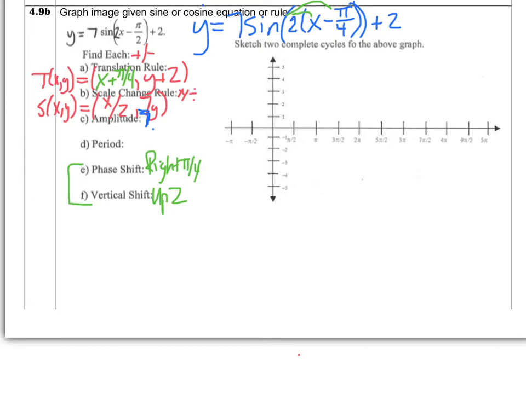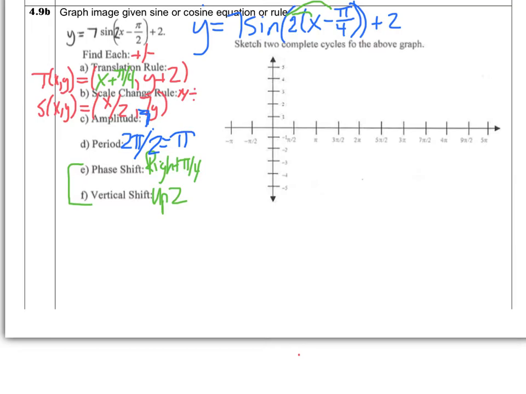Now the period we have to adjust. The period of a sine function is typically 2 pi, but it's going to change. What's going to happen is the x is going to be divided by 2. This is going to be divided by 2, so the new period is now pi.